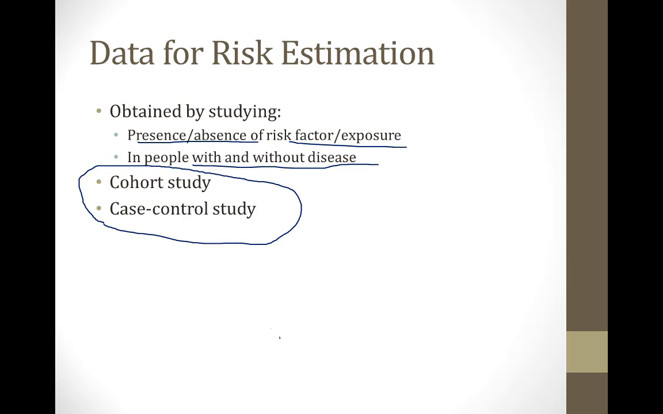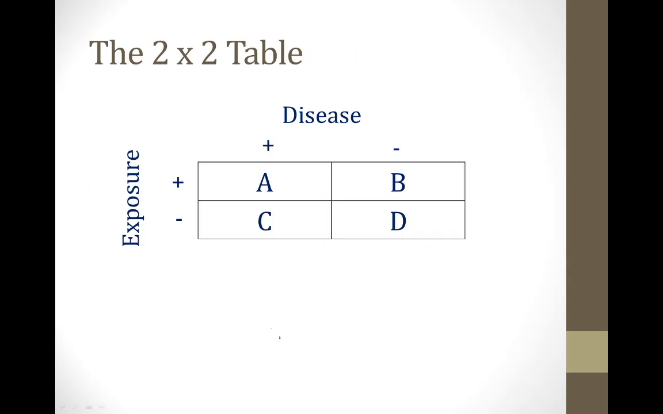And in another module on study design, I discuss in more detail the differences between these two types of epidemiology studies. So in order to understand risk quantification, we have to understand the 2 by 2 table. When you get the results from a case control or a cohort study, they're typically put in a table like this. And along the top, we write the disease that we're studying, for example, lung cancer. We put patients who have the disease on the left in this column labeled positive, and patients without the disease in the column on the right labeled negative.